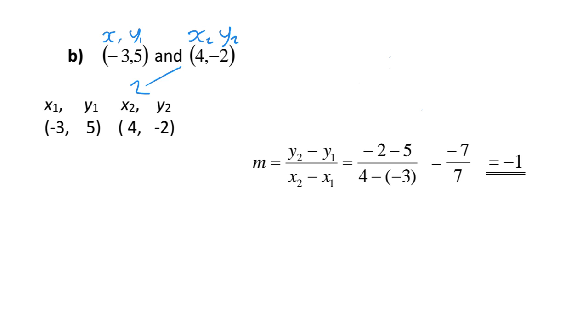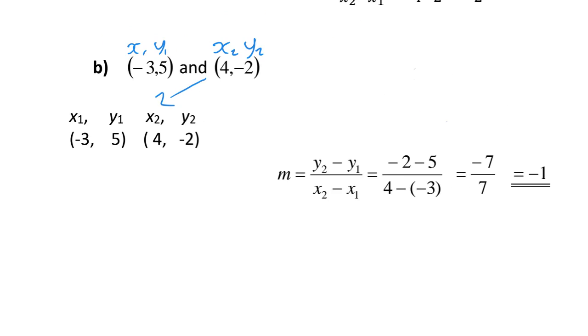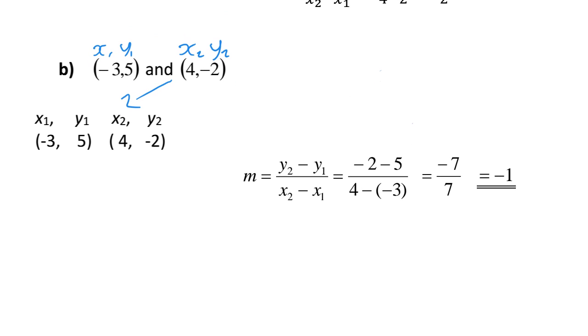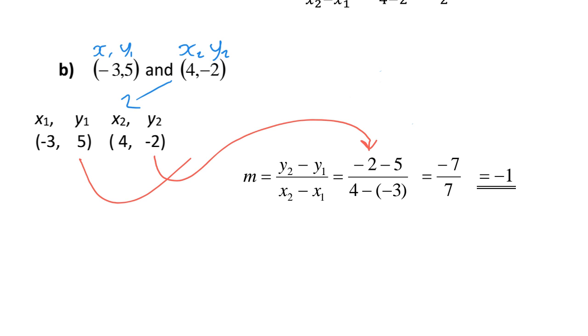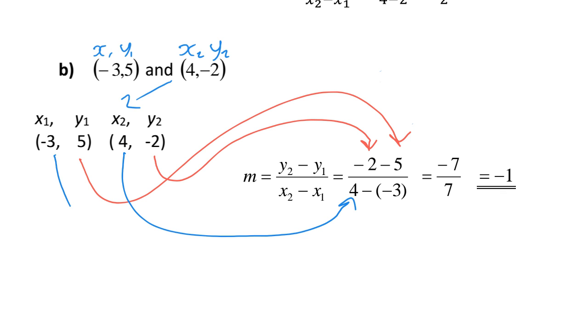So now that we've got those values, we can substitute. So let's have a look. y2, forgive me, y2 is -2, y1 is 5, x2 is 4, and x1 is -3.